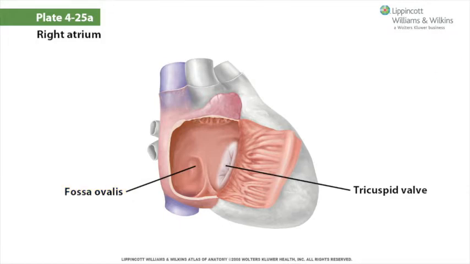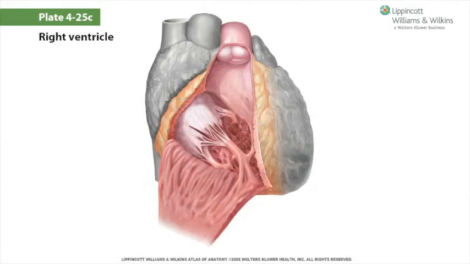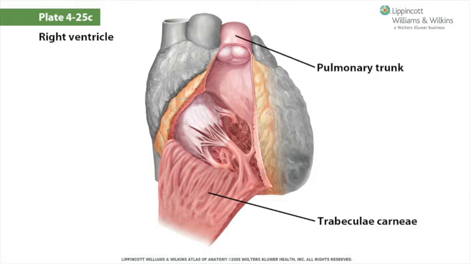Deoxygenated blood collected in the right atrium passes through the tricuspid valve to enter the right ventricle. Most of the inner surface of the right ventricle is covered by muscular ridges called trabeculae carneae. The exception is the funnel-shaped part of this chamber leading to the pulmonary trunk, which is called the infundibulum. That's Latin for funnel, or the conus arteriosus.